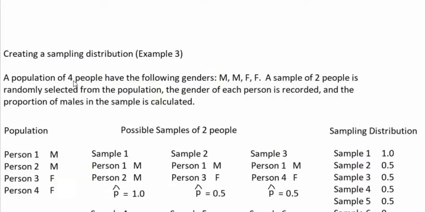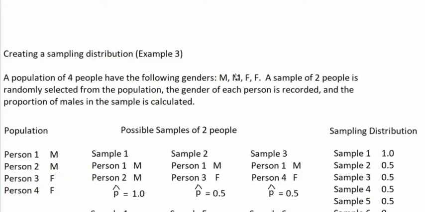In this situation, we have a population of 4 people that have these 4 genders: male, male, female, and female. A person is randomly selecting 2 of the 4 people. The person is going to record the 2 genders, and calculate the proportion of males in the sample. In other words, count the number of males in the sample and divide by 2. So if the sample ends up being 2 males, that's 2 males divided by 2, which would be 1, which means 100% male.